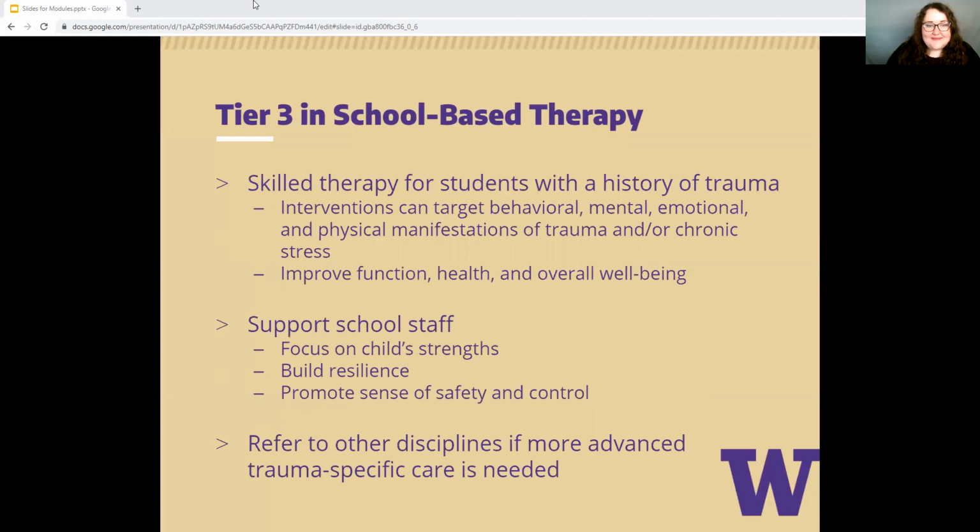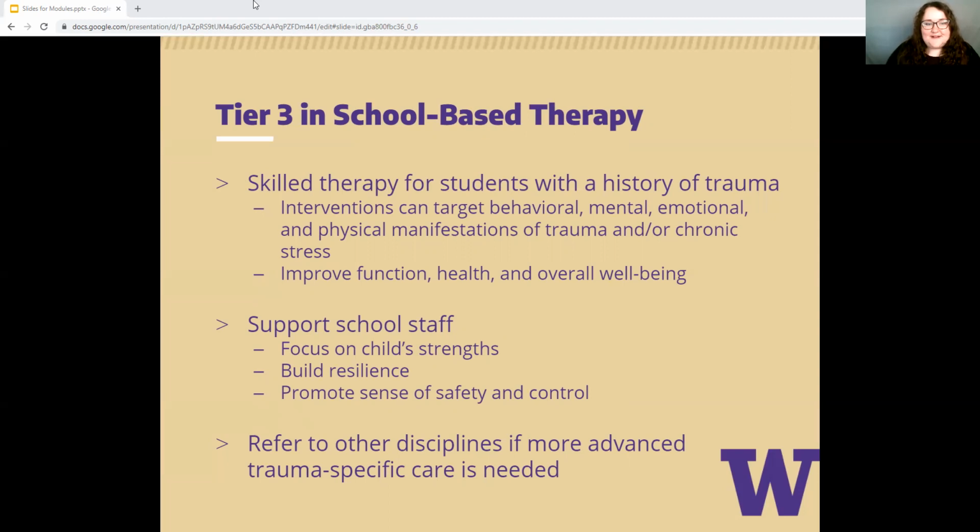School-based therapy at the Tier 3 level is focused on providing skilled therapy for students with a trauma history. These can target behavioral, mental, emotional, or physical manifestations of trauma and/or chronic stress to improve function, health, and overall well-being. We will provide more specific examples of these in Module 5.